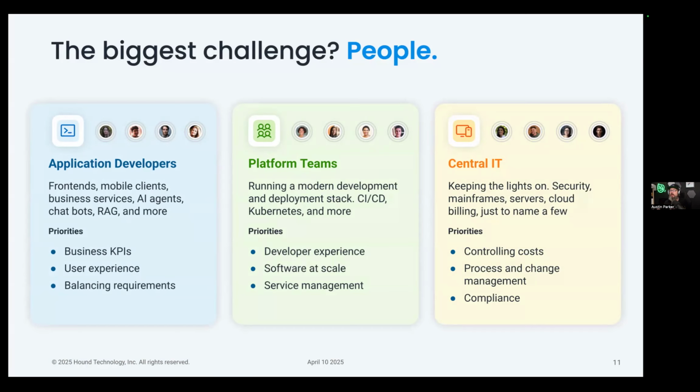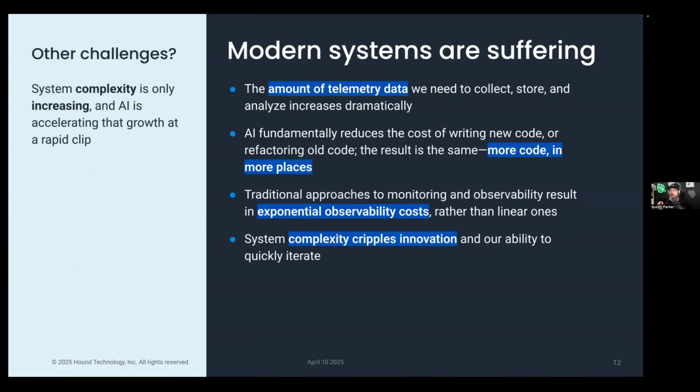All these different people in an organization are going to have their own distinct wants, needs, competing desires. Your app devs, your platform teams, your central IT, right? Everyone needs something slightly different. And they all have their own priorities. And a lot of times those priorities are in conflict with each other because, well, we keep adding new stuff, right?